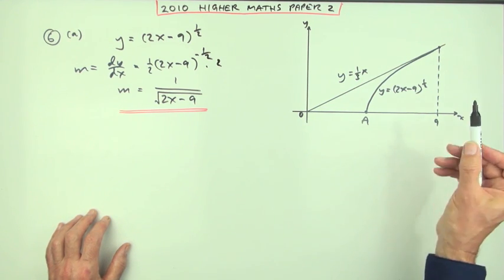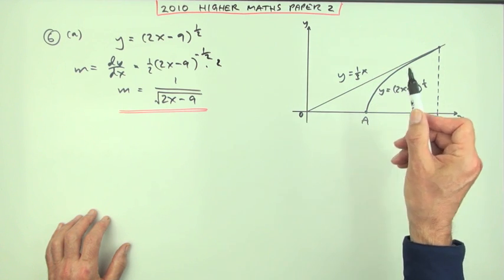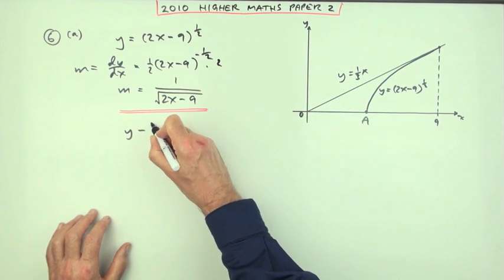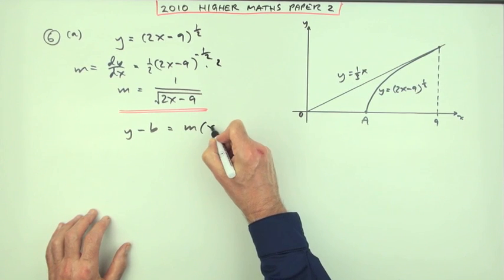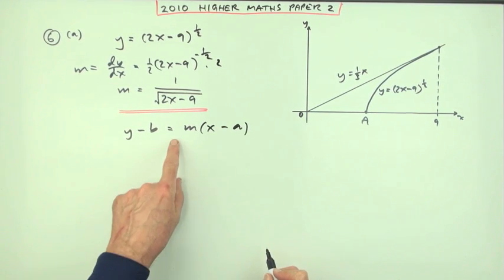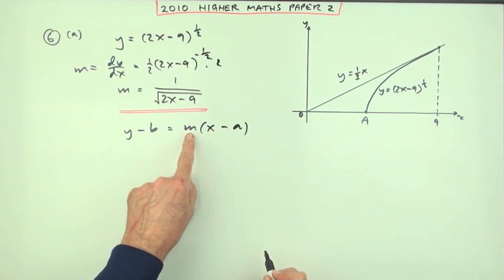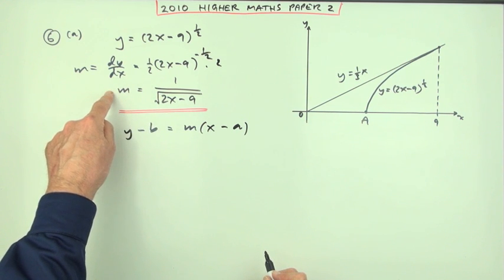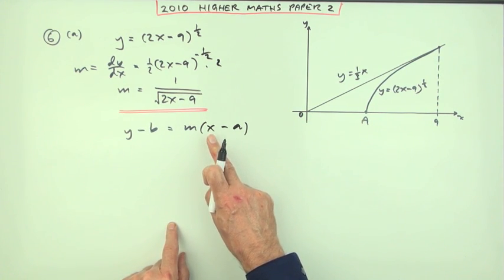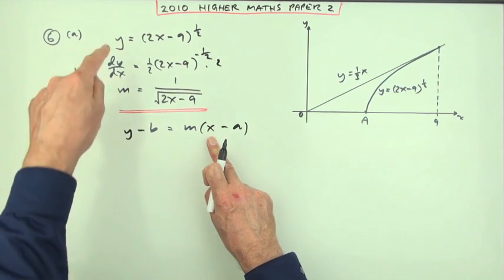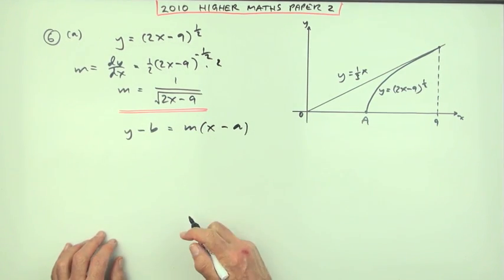Right, define the equation of the tangent. That's a line, so it's going to be y minus b equals m(x minus a). And to get the equation for this line, I need 2 things. I need the gradient, I'll get it from here, and I need the coordinates. I've only got the x so far, so I need the y coordinate, I'll get it from here. So I need those 2 things.